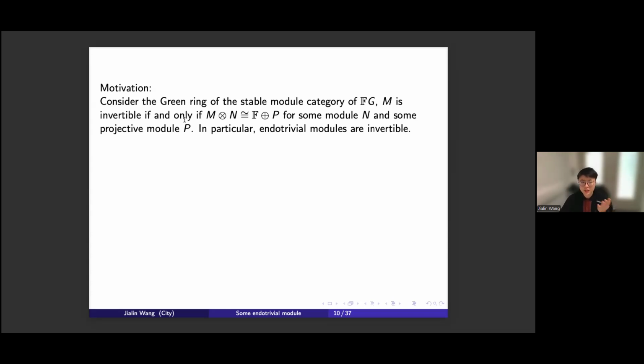So I want to consider the invertible elements in this Green ring, and for endotrivial modules, we know by definition that M tensor the dual of M is F plus projectives. So endotrivial modules are invertible in the Green ring.